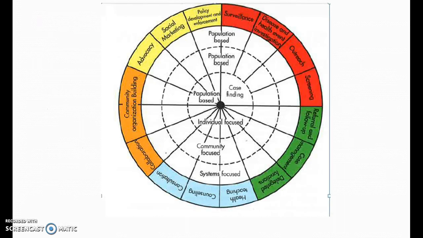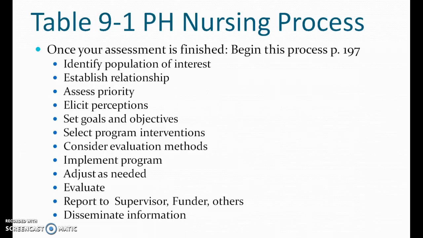Okay, so here again it is. I want you to focus on page 196 to look at what the colors mean, why they are grouped this way, and again look at the inner circle where it talks about population-based, community-focused, and systems-focused actions of your interventions. I want you to look at Table 9 to understand the different levels, again, the system level, the community level, and the individual level, and our actions or our process.